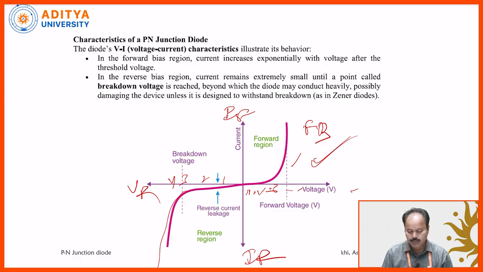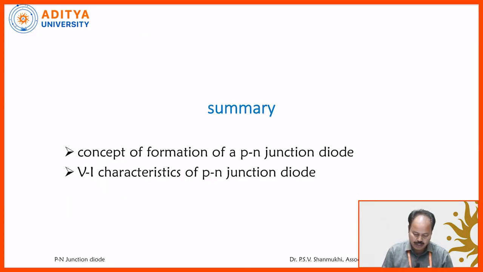VI characteristics. As we are increasing the forward voltage, the current is 0 up to a certain voltage, the barrier voltage. Afterwards, the current increases a little bit, and suddenly it goes to infinity. And afterwards, in the reverse bias, as we are increasing the reverse bias voltage, it shows the reverse current or leakage current due to the minority carriers. Afterwards, up to a certain voltage, it happens like that. Suddenly, the junction breaks. Therefore, infinite current flows across the junction. This is the VI characteristics of the PN junction diode.